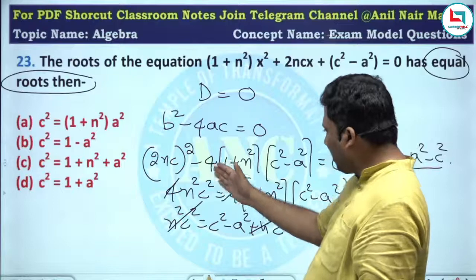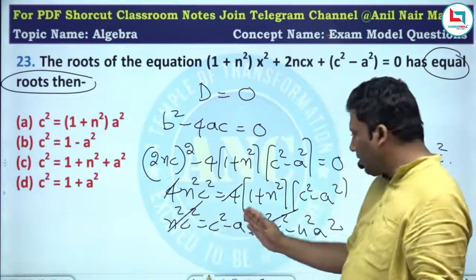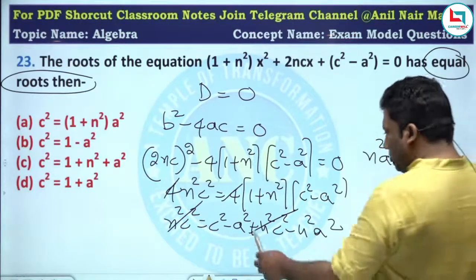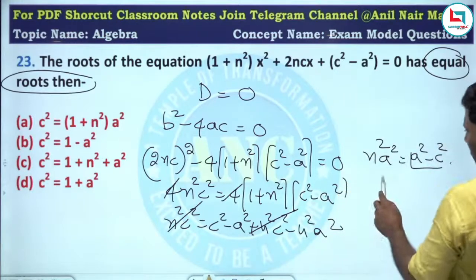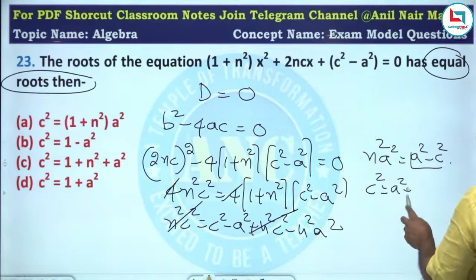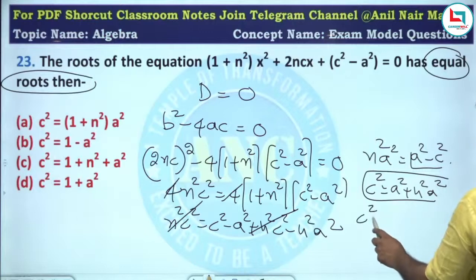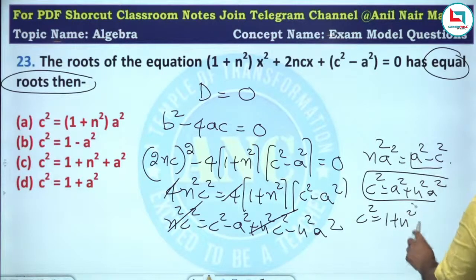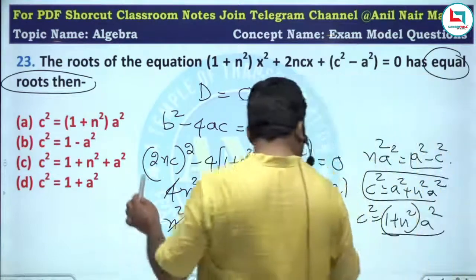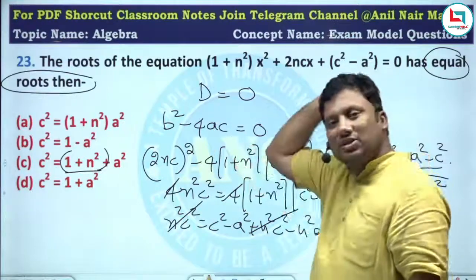4n square c square minus 4 into, so 4 cancel, n square c square equivalent to c square minus a square plus n square into c square minus a square. So this will be the answer. So c square equivalent to a square plus n square a square. c square equivalent to 1 plus n square into a square. You make it as 1 plus n square into a square. Some typing mistake. Idea remains the same.